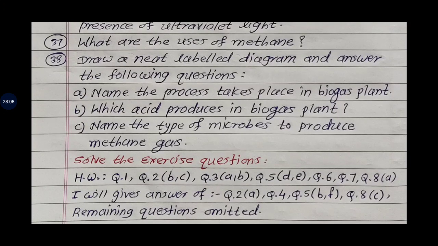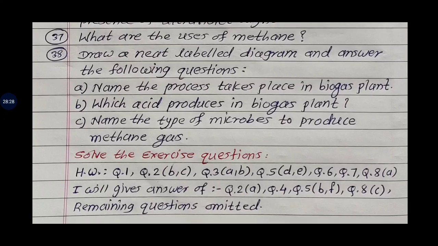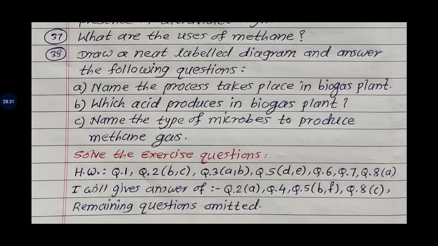Question number 38. Draw a neat labelled diagram of a biogas plant and answer the following questions. Name the process that takes place in a biogas plant. Which acid is produced in a biogas plant? Name the type of microbes that produce methane gas. So these are the internal questions of this lesson, and solve the exercise questions also. Which questions you solve on your own, that is homework.